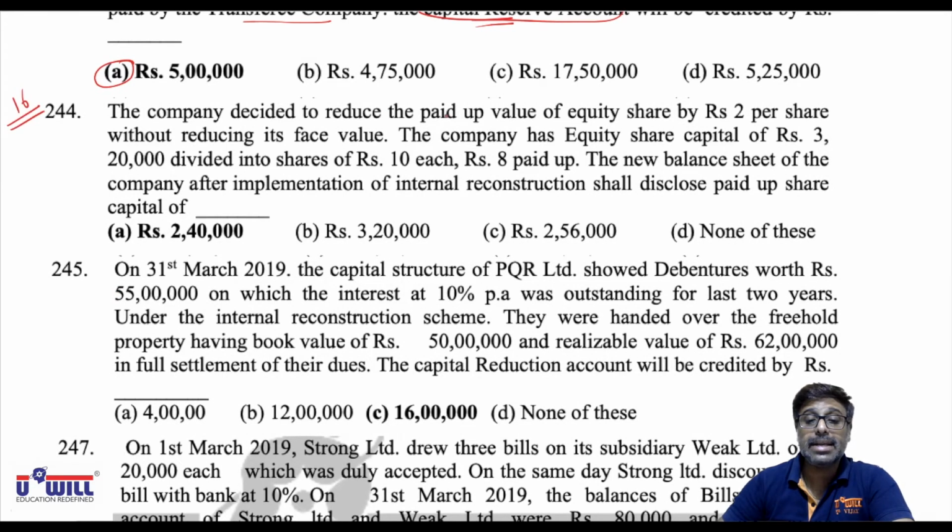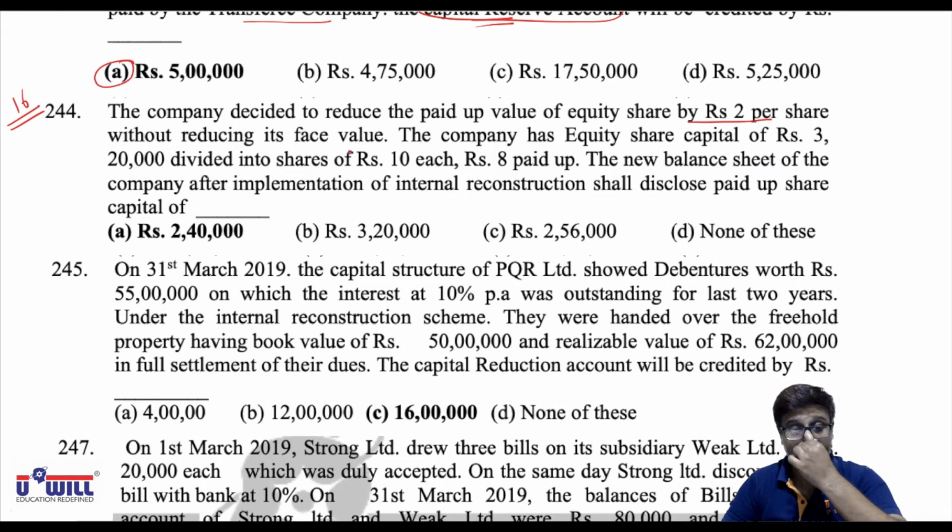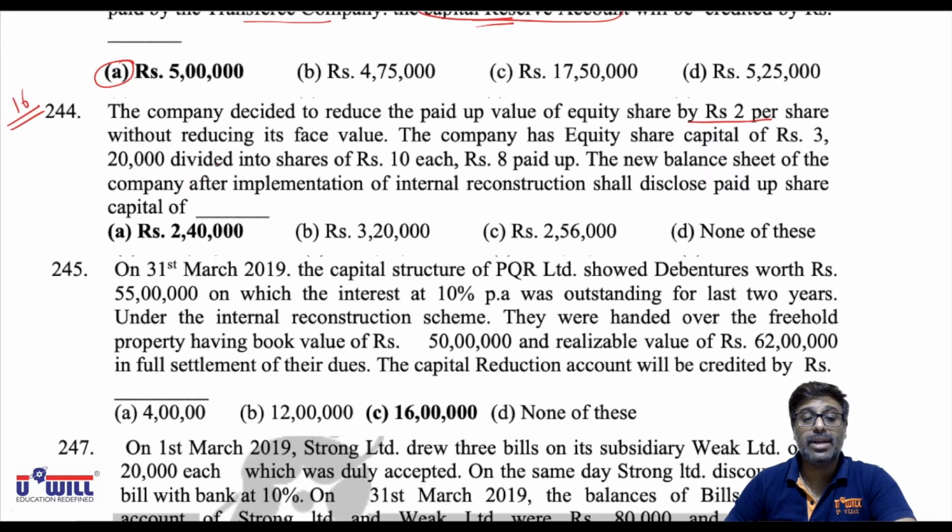The company decided to reduce the paid up value of equity shares by rupees 2 per share without reducing its face value. The company has equity share capital of rupees 3,20,000 divided into shares of 10 each, 8 paid up. That means 3,20,000 divided by 8 is 40,000 equity shares already there in the company.